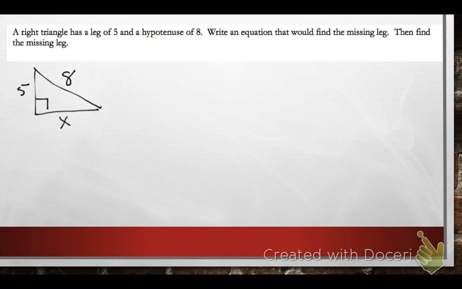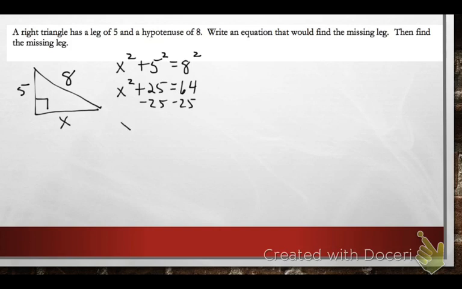So let's write an equation. Okay, so our two legs, we want to square those. So x squared plus 5 squared, and then that is going to equal our hypotenuse squared. Now we can solve. X squared plus 25 equals 64. We'll subtract 25 from both sides. So we'll get 39.